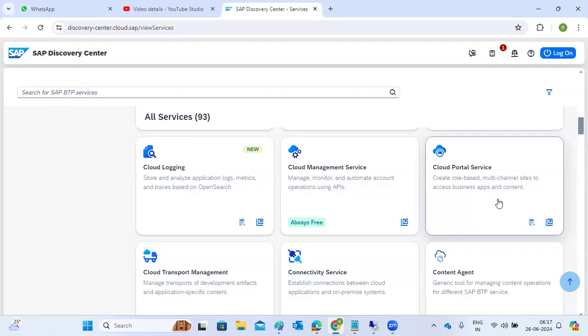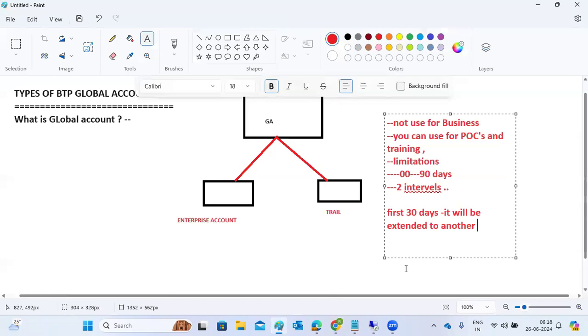Sir, I don't want any interruption. This is 90 days only. I want to use it for my business purpose. If you don't want any interruption, then you can go for the enterprise account. In the enterprise account we have some service plans, and you will get the free plus the paid service plans here.